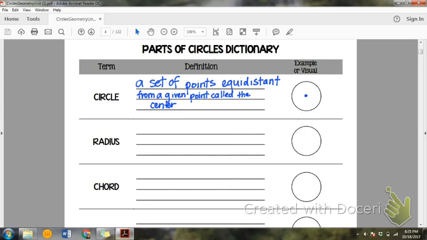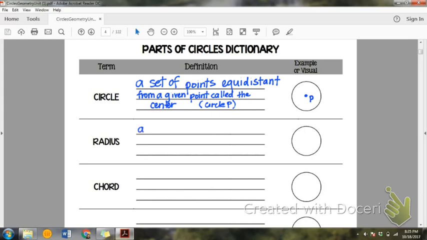So if I go over here and I call this center and make my point, I'm going to call this P, capital P, and that's how we name it, with a capital P. So this would be called circle P. You name it with the center. Notice that, don't draw this, but all of the points, all the edges of the circle are all the same distance away from the center. Okay? So that's equidistant.